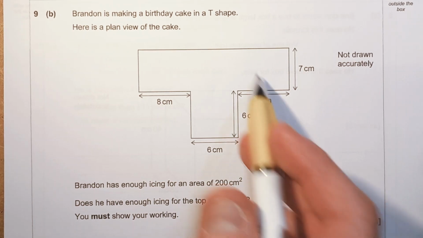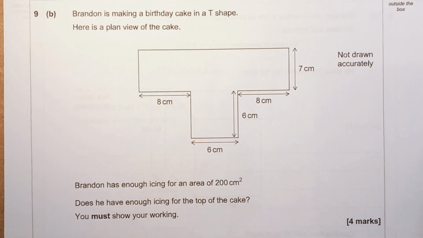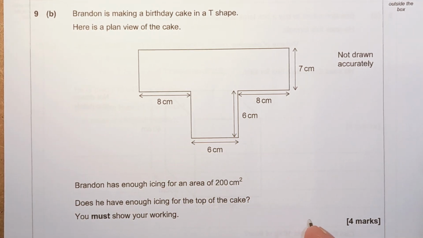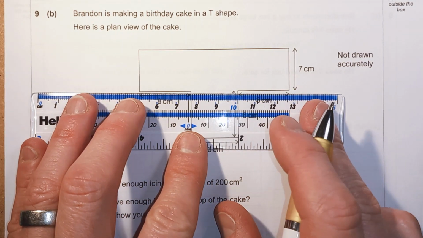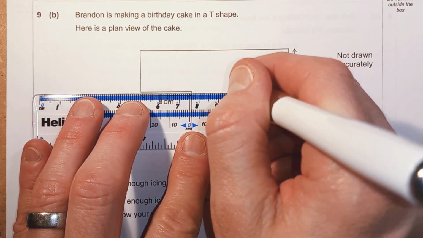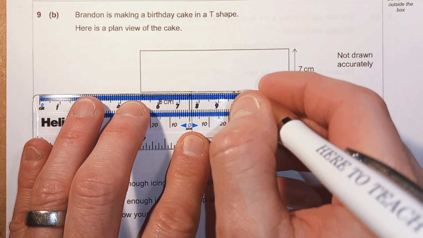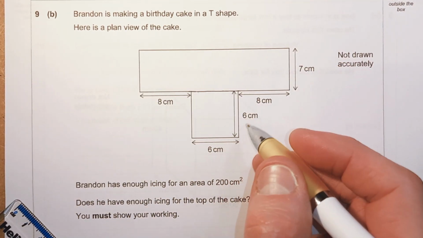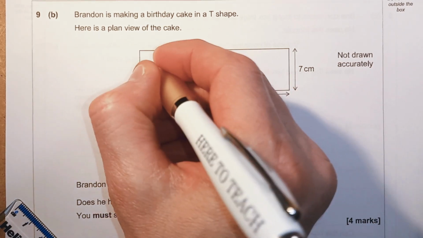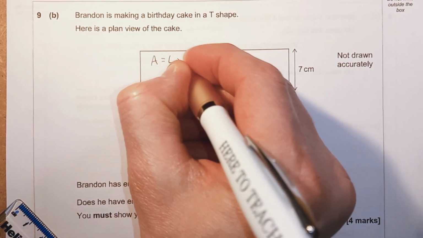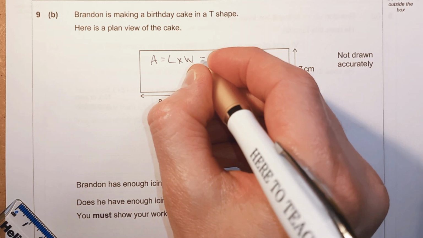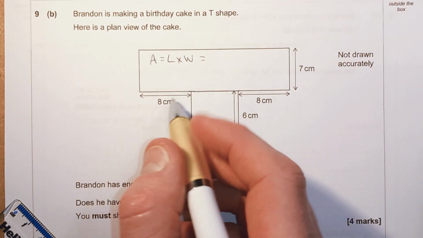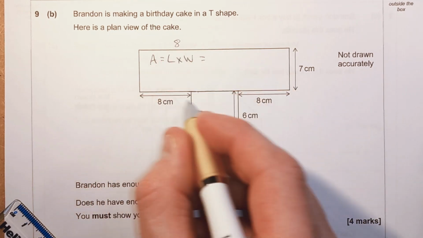So we want to know what is the area, or the top area of this cake. And then we can compare it to 200 centimetres. So what we're going to do is we're going to split this into a big rectangle at the top and then a square down here. Well, the area of a rectangle is the length times the width. Well, what's the length of this shape? Well, it's going to be 8 centimetres.